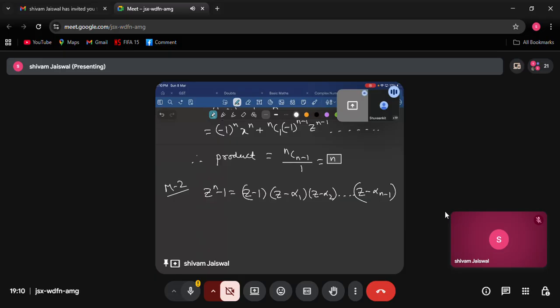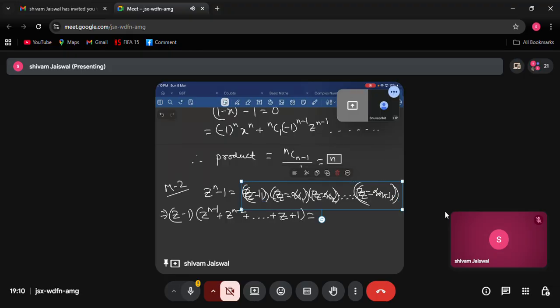Asha. Z to the power n minus 1, can I write it as (z minus 1) into (z to the power n minus 1 plus z to the power n minus 2 plus dot dot dot plus z plus 1)? This is equal to the whole expression. Right, tell me everyone. This is equal to the right hand side.